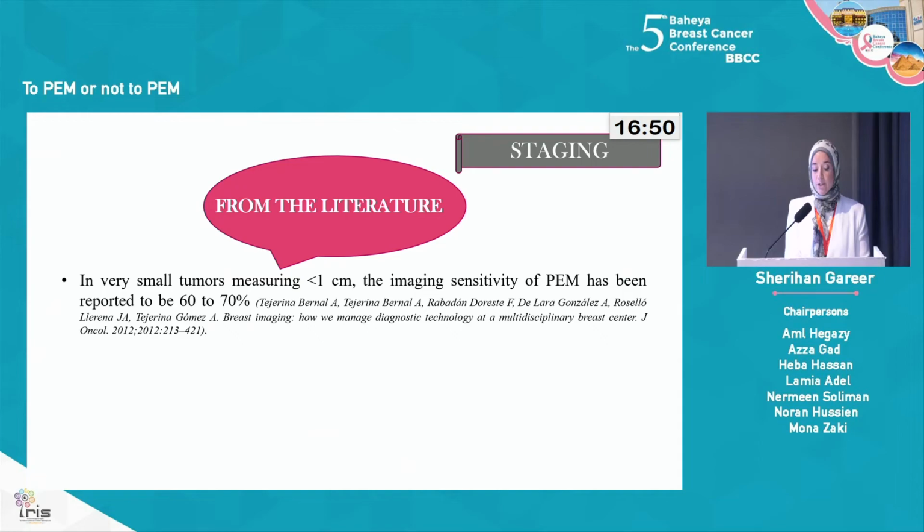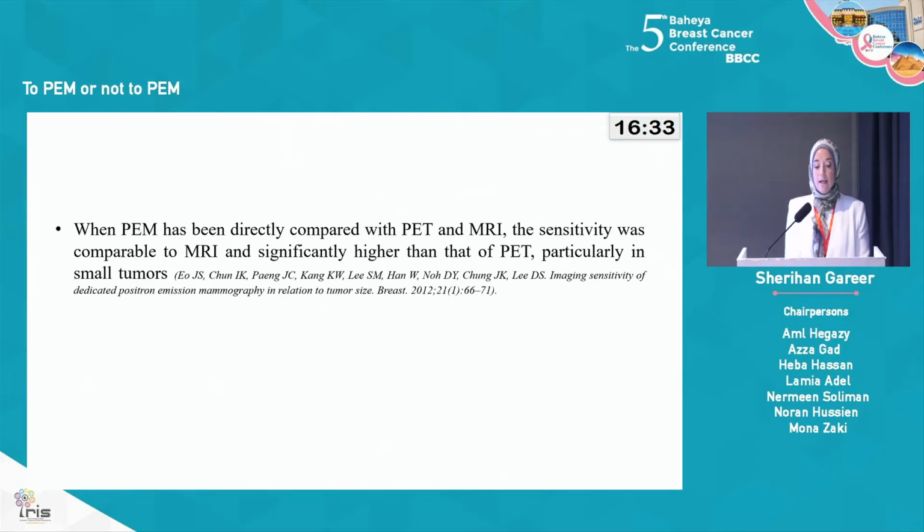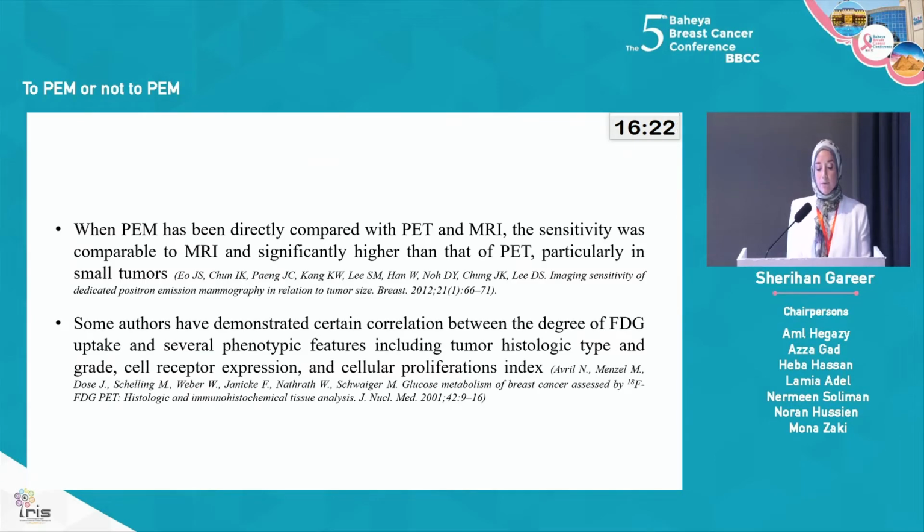In very small tumors measuring less than 1 centimeter, the imaging sensitivity of PEM has been reported to be 60 to 70%. It can image the earliest in situ forms of breast cancer, as well as putative cancer precursor lesions, whose behavior is important for prevention studies. When PEM has been directly compared with PET and MRI, the sensitivity was comparable to MRI, and significantly higher than that of PET, particularly in small tumors. And some authors have demonstrated certain correlation between the degree of FDG uptake and several features of the tumor, including histological type and grade, cell receptor expression, as well as cellular proliferation index.